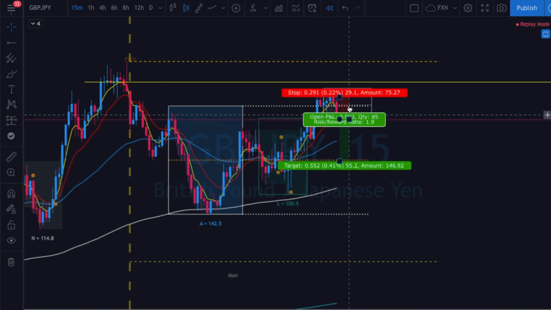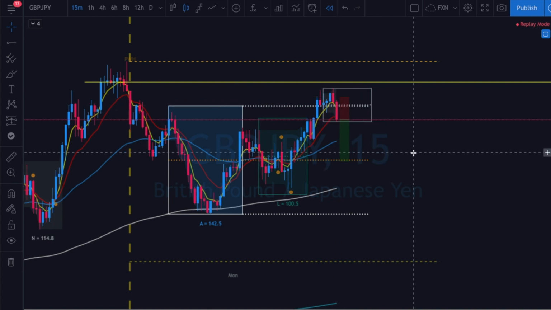Okay, 30 pips. So I know that with JPY pairs, you're going to have to incur a little bit more risk. So let's say instead of 15, you're looking at 20, 25, right? So with this one, you're looking at 29.